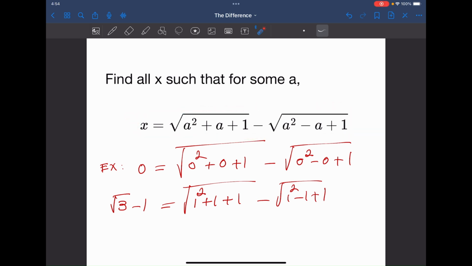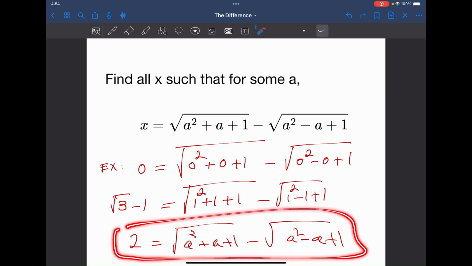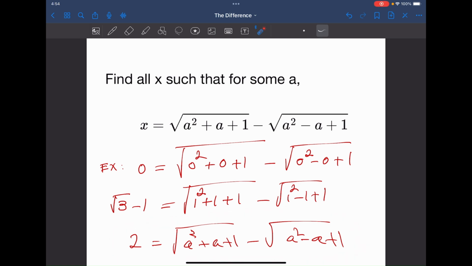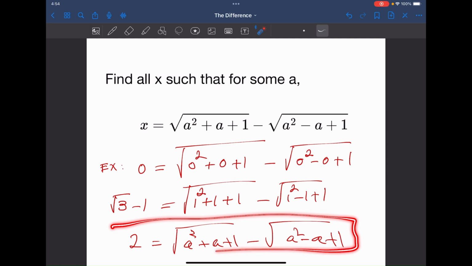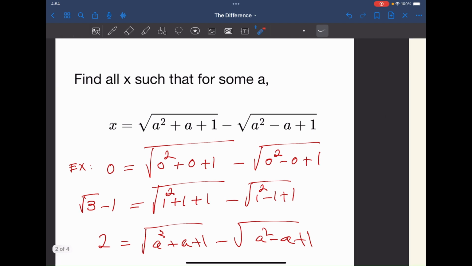And now the question is asking us to find all these real numbers. So for example, can I write 2 equal to root of a squared plus a plus 1 minus root of a squared minus a plus 1? Is it possible? Is this equation solvable? Do we have an a such that it would satisfy this equation? And I'm going to explain the answer to this question next.